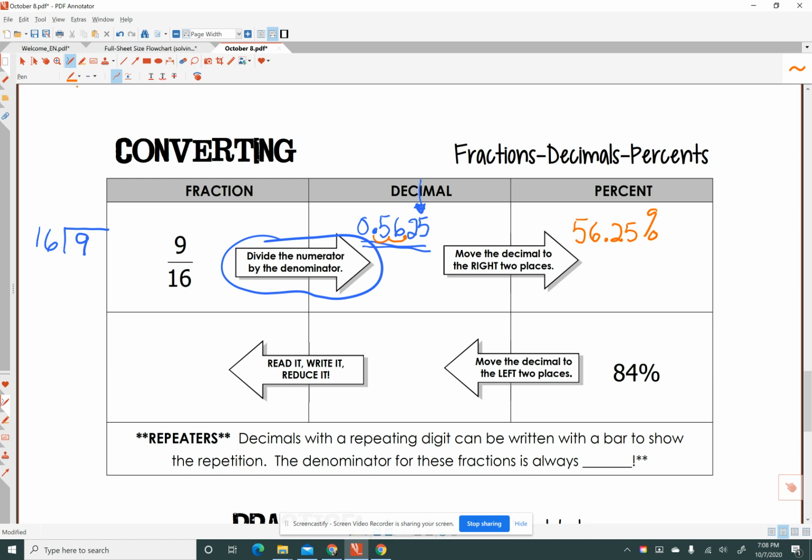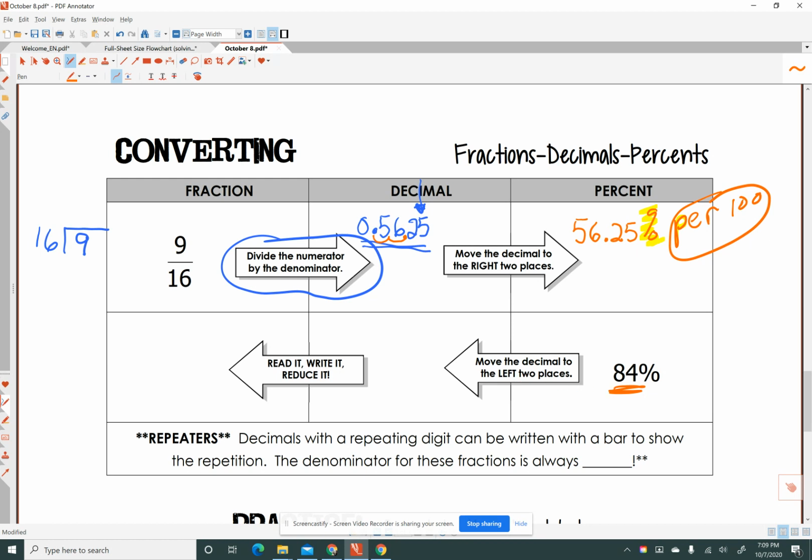So this percent sign here means per 100. Okay, that's what the percent sign means. And when we move that decimal point 2 places to the right, that's what we're doing. We're multiplying by 100. Now, if we start out with a percentage like this 84%, we are going to move the decimal 2 places to the left.